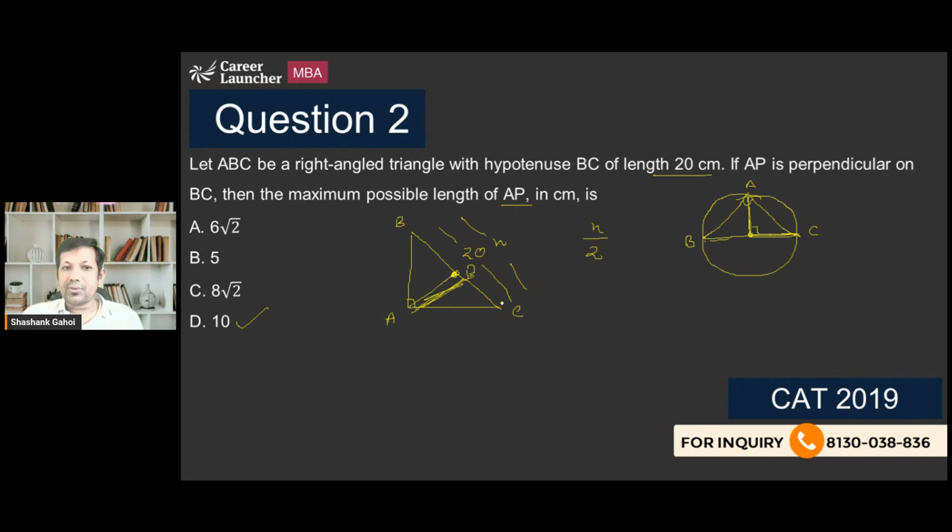So if this length is 20, the length of the perpendicular can never be greater than 10. So the answer to this question is going to be option D, that is 10. Now let's move on to the next one.